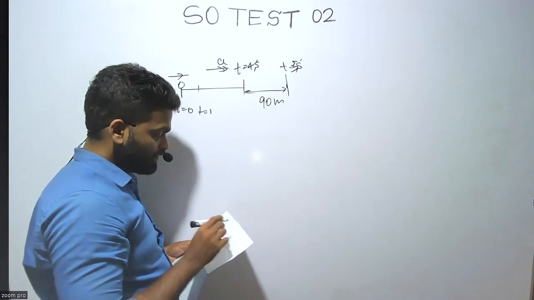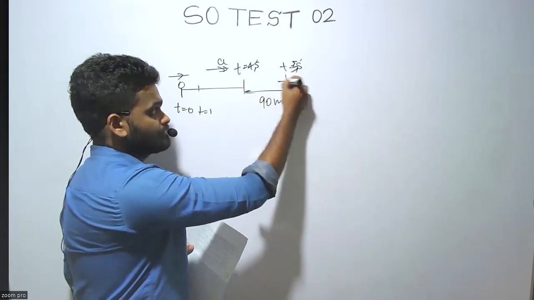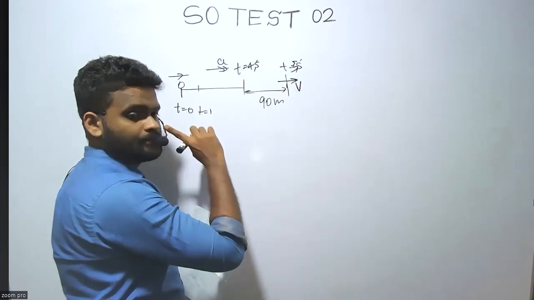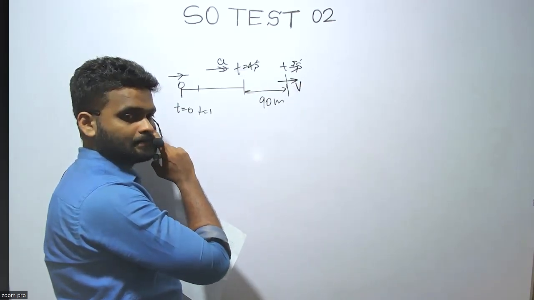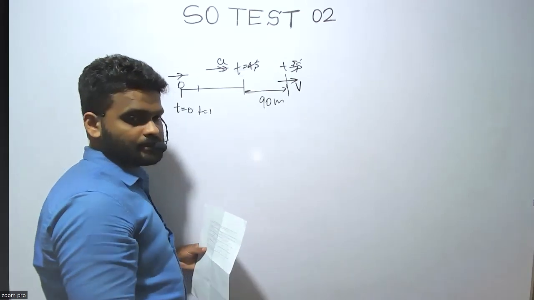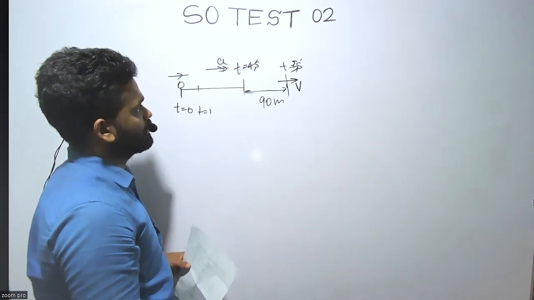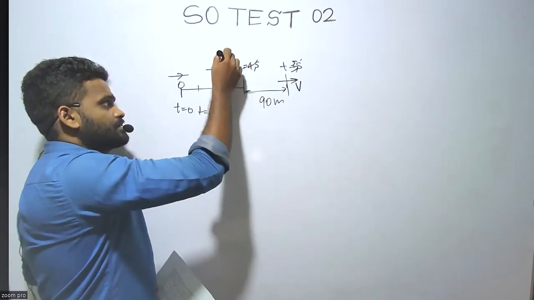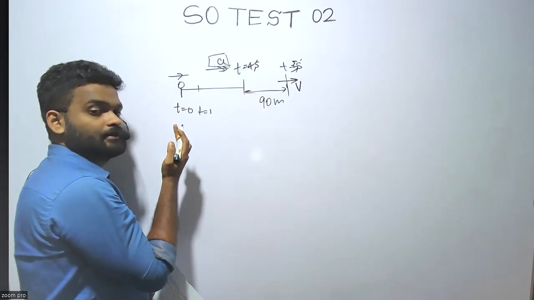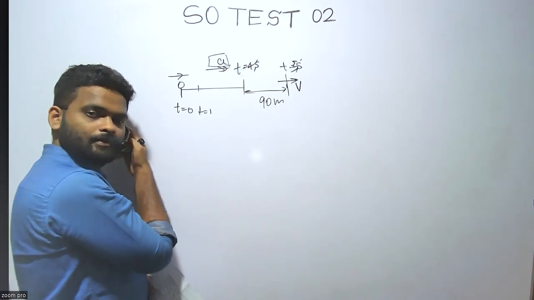Then what they ask is the velocity of the object at the end of the 5th second. The end of the 5th second means here. Let's say that velocity is v. Right, so those are the details given. Since this has acceleration, first you need to know the acceleration. Without knowing that, it is hard to find v, right?